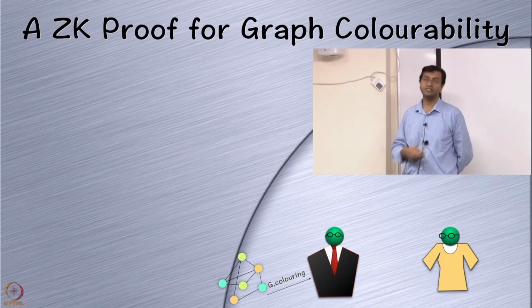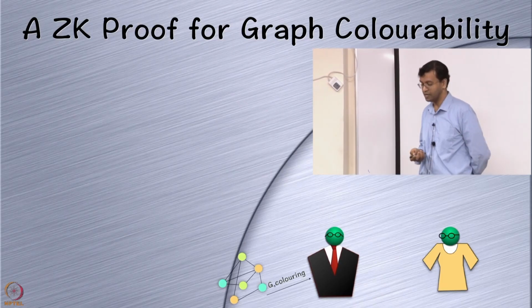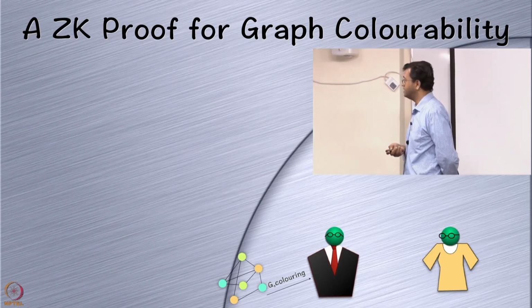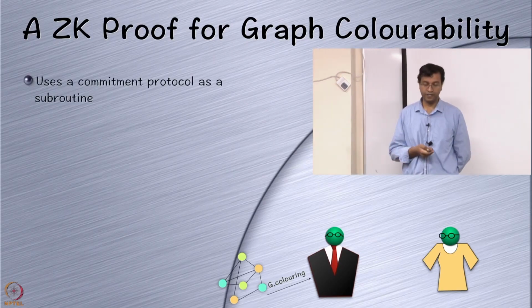other than, of course, what she might herself be able to deduce, right? By looking at the graph, she might know something about the coloring. You don't want to reveal anything more. Okay, so we're going to use a commitment protocol as follows.